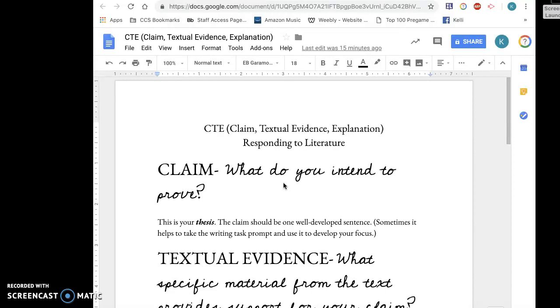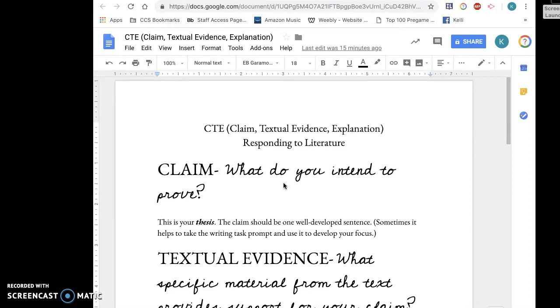in an academic voice. So this type of response, this pattern, is called a CTE response, and that's basically a claim, textual evidence, and then an explanation. And so I wanted to go through that today, and then I also want to show you what that looks like with a sample text and a sample response.